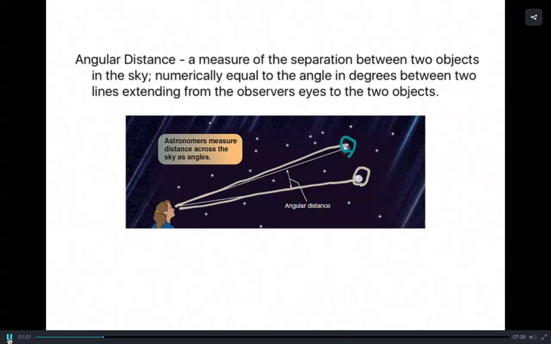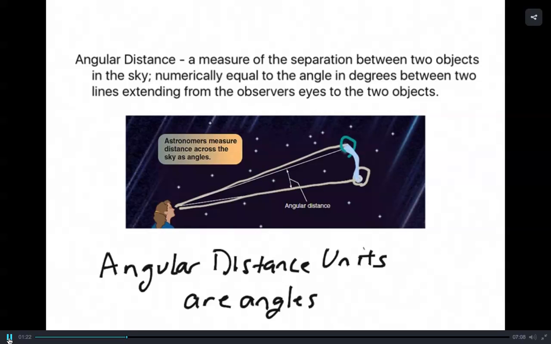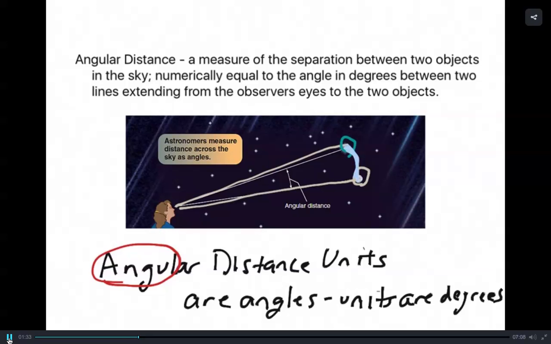As such, when we're looking at two objects in the sky, in this case a star and the moon, we are looking at a curvature in the sky. So you're not making a right triangle here. What you have is two lines emanating from the person's eyes looking to the two objects, and on the opposite end you have a curved surface. As such, angular distance units have this word angle in it, and so angular distance units are angles, and the units are degrees, an angular unit. So angular distances are angles, and the units are degrees.